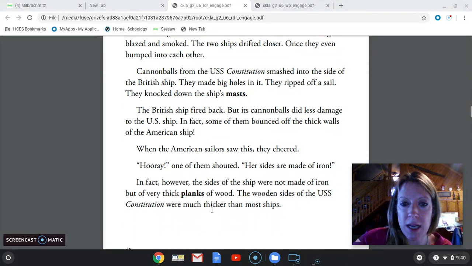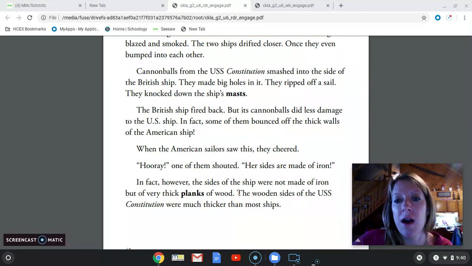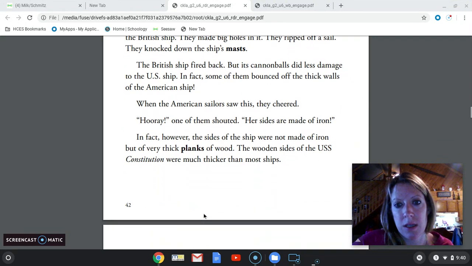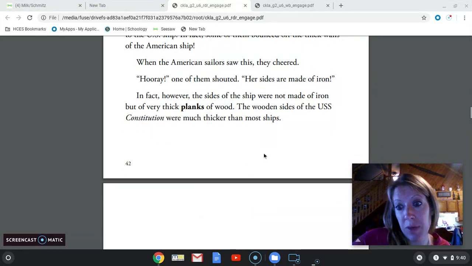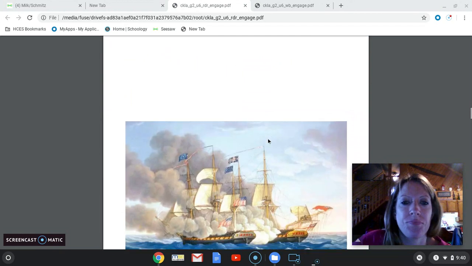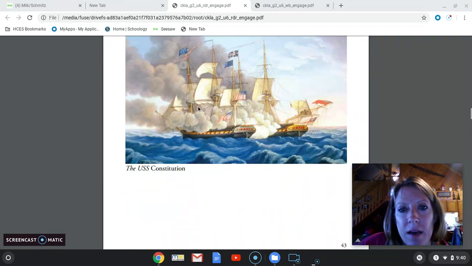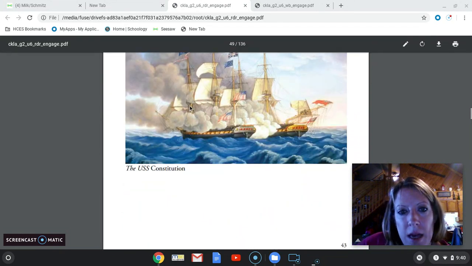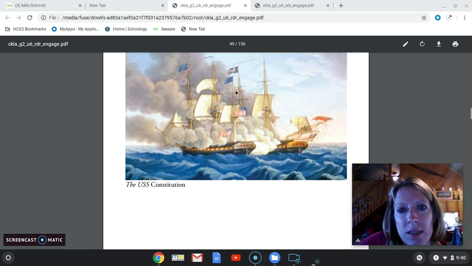In fact, however, the sides of the ship were not made of iron, but very thick planks of wood. The wooden sides of the USS Constitution were much thicker than most ships, which is a good thing because it helped it withstand a lot of battles at sea. Here's another painting of it, and here's its masts and the sails.